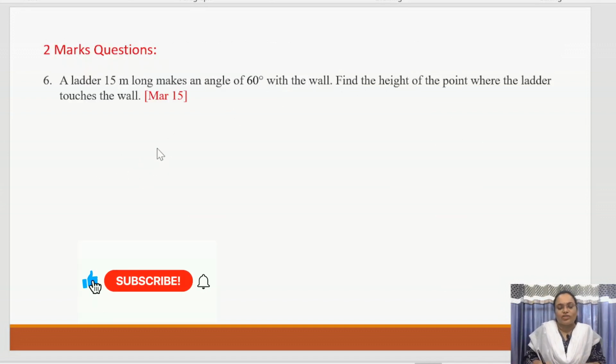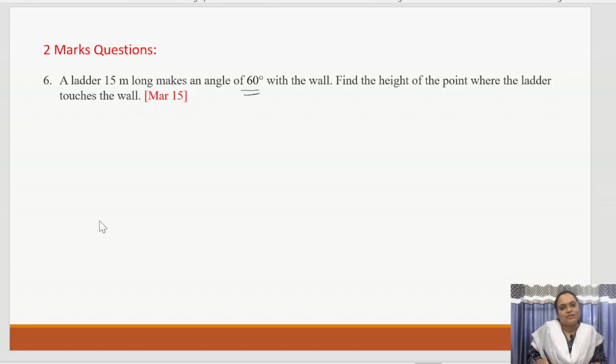See the next question. A ladder 15 meters long makes an angle of 60 degrees. Right? It is making an angle of 60 degrees with the wall. Find the height of a point where the ladder touches the wall.